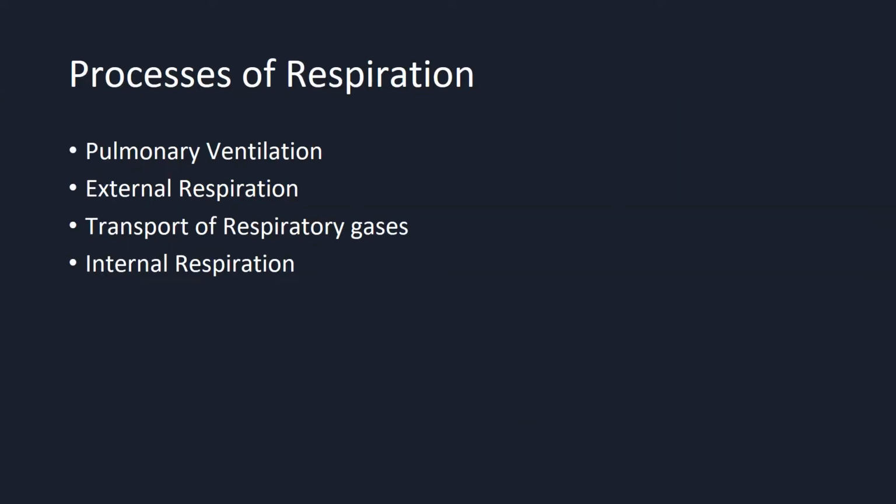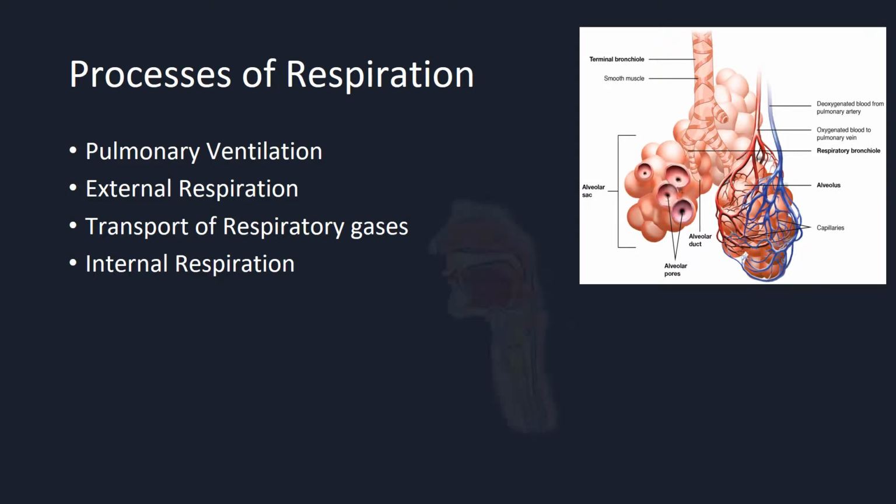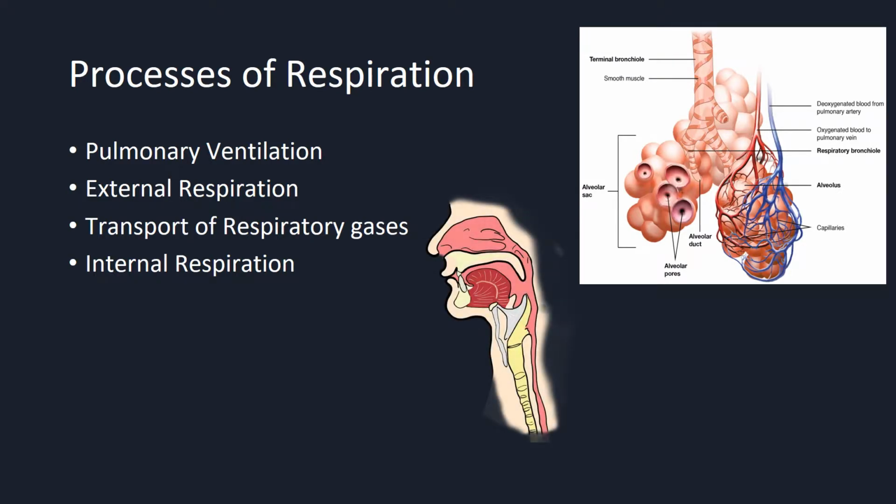Processes of respiration include pulmonary ventilation, which is moving air in and out of the body, and external respiration, which is oxygen from the lungs to the blood, and carbon dioxide from the blood to the lungs. Transport of respiratory gases is done via blood, moving oxygen and carbon dioxide in blood throughout the body. Internal respiration includes the exchange of oxygen from blood to tissues and the exchange of carbon dioxide from tissues to blood.